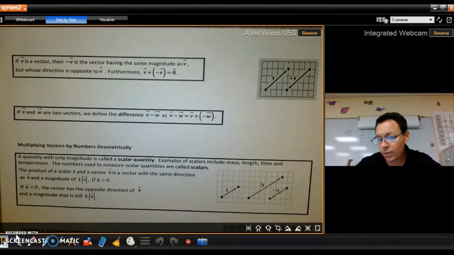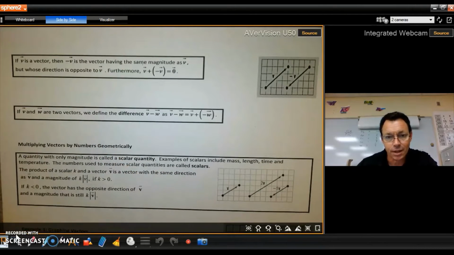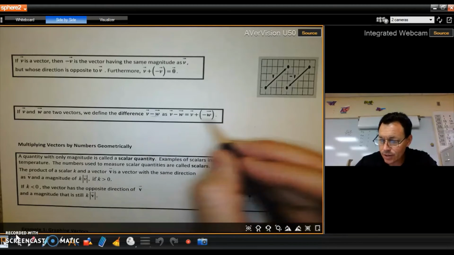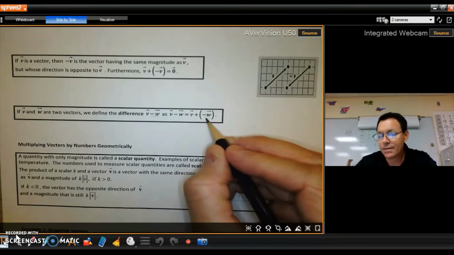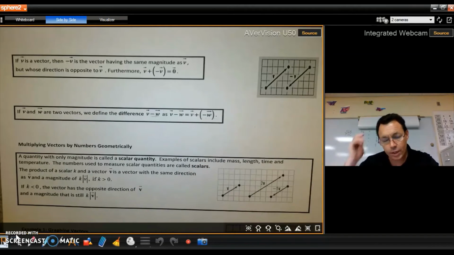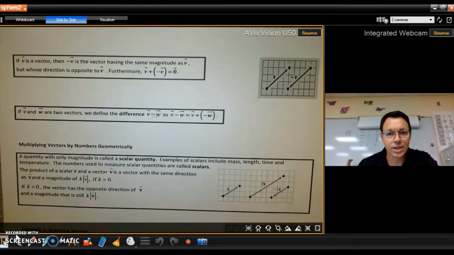And that is helpful when it comes to subtracting. What does it mean to subtract a vector? Well, really, subtracting a vector is just adding the opposite vector. So that's how we're going to think of it. Down here, we're going to draw some of these, and when we get to subtraction, we're just going to add a vector that's traveling in the opposite direction of the vector that they give us.